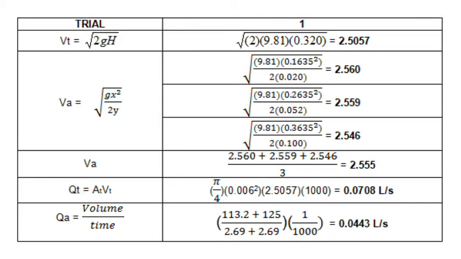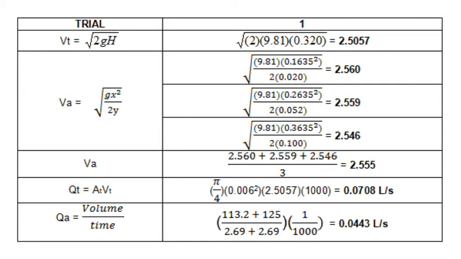Theoretical discharge Q sub t will be solved with the formula Q sub t equals A sub t times V sub t, A sub t being the area of the orifice and V sub t being the theoretical velocity. The area of the orifice is given as pi over 4 times 0.006 squared meters squared. Plug in V sub t equals 2.5057 meters per second and multiplying the entire result by 1000 will give the theoretical discharge as 0.0708.